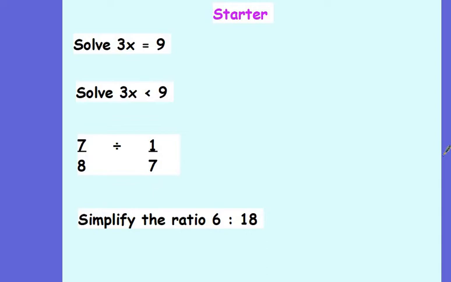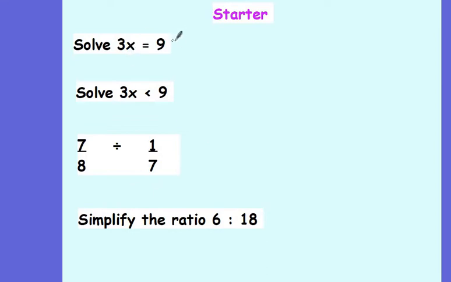Let's start off with a quick starter. Can you solve 3x equals 9? Solve 3x is less than 9. Can you work out 7/8 divided by 1/7? And then can you simplify the ratio as far as you can, 6 to 18? Please pause the video and have a go at these questions in your light blue books now.